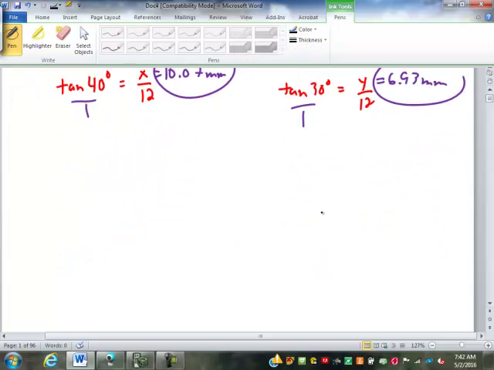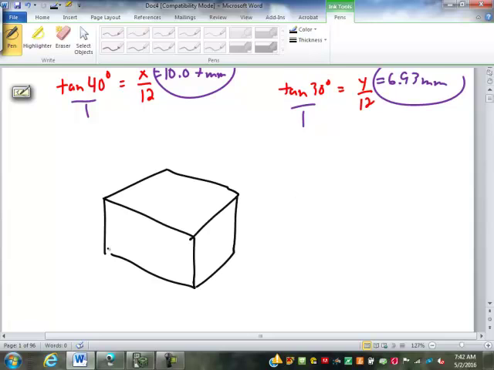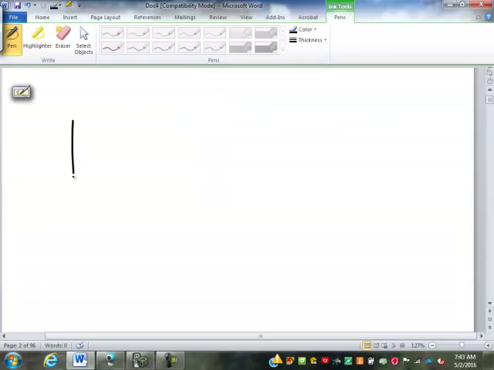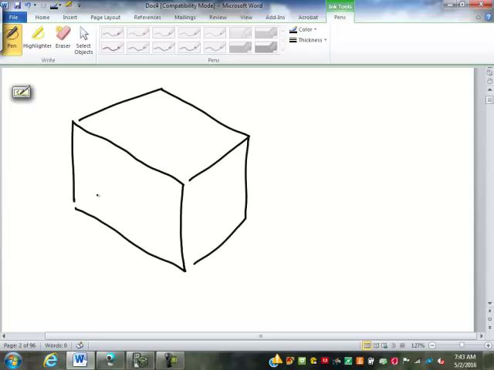So what does all this mean? Well, it's back to our block again, where we're drilling from corner to corner. This dimension here is our 12 millimeters. This one is the 6.93 millimeters. And this one is 10.07 millimeters. From that, we can now do pretty much everything that we did before. Pretend that hits there.